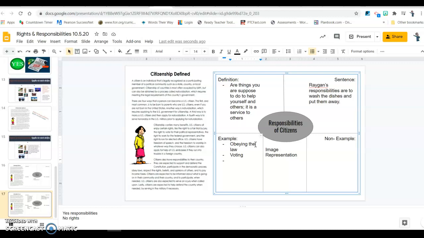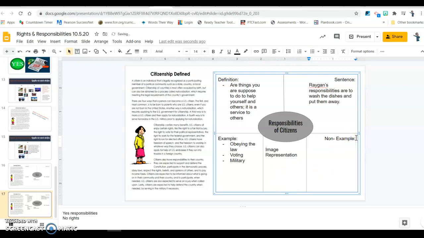and from the article, we also learned that we have the responsibility of joining the military to help defend our country.